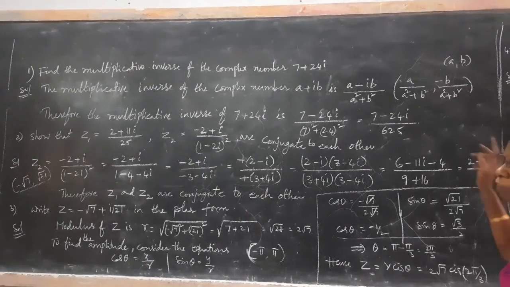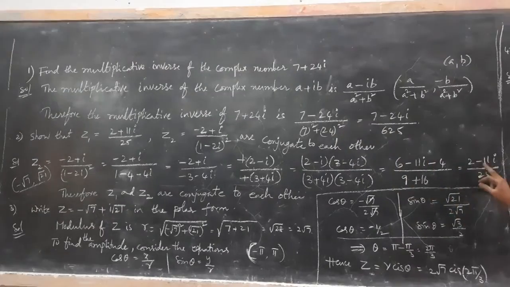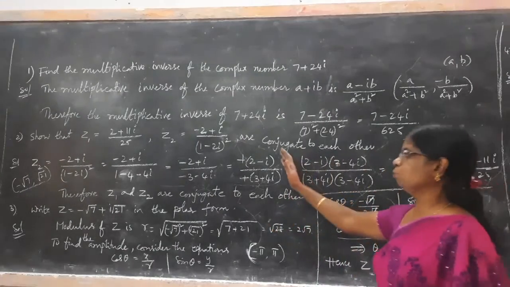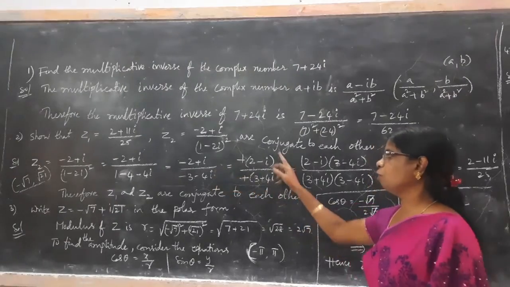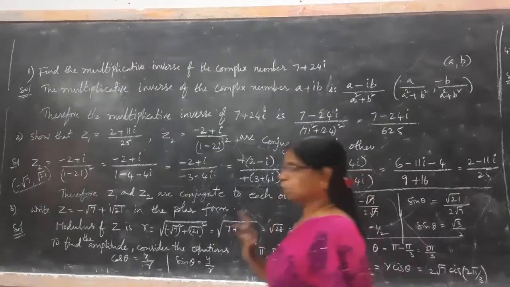Okay, what is our Z1? Z1 is 2 plus 11i by 25. Z2 is 2 minus 11i by 25. So both complex numbers are conjugate to each other. So if you bring Z2 into this form up to here, you get 1 mark. And if you reach up to here, you get another 1 mark.